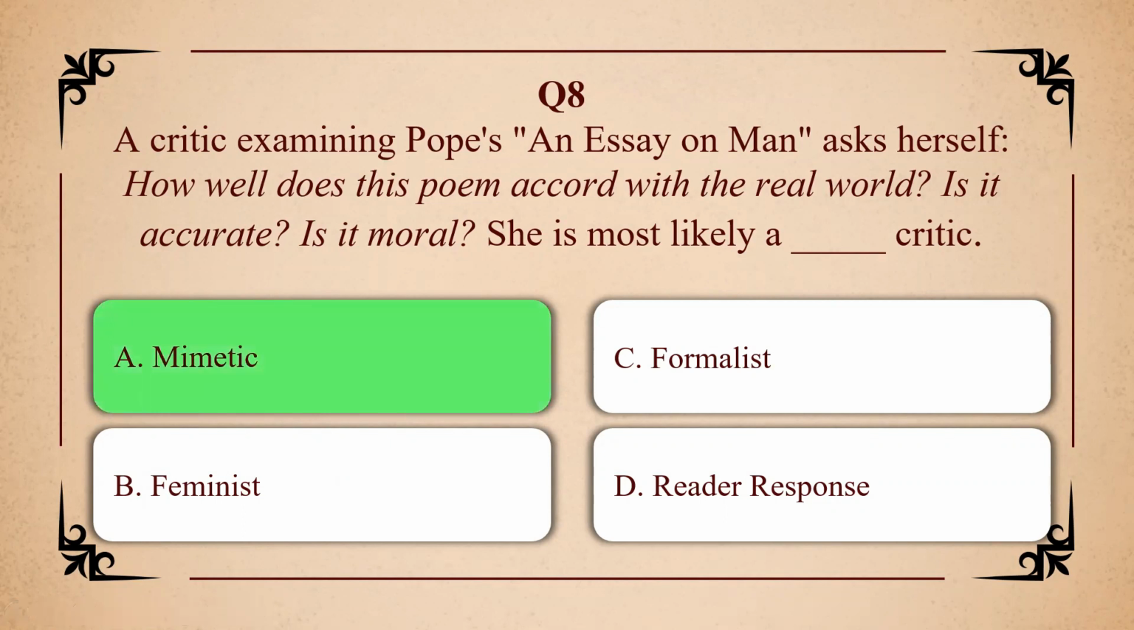Mimetic. The word is derived from the Greek word mimesis, which means an act of imitation. Alexander Pope's An Essay on Man attempts to vindicate or justify the ways of God to man. The mimetic approach is very useful here, since the approach focuses on asking how well the literary work conveys universal truths and teaches the reader positive moral values and modes of personal conduct.